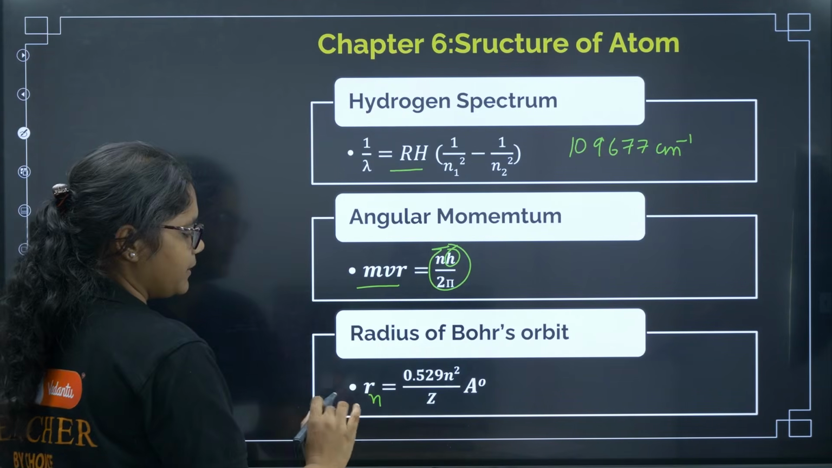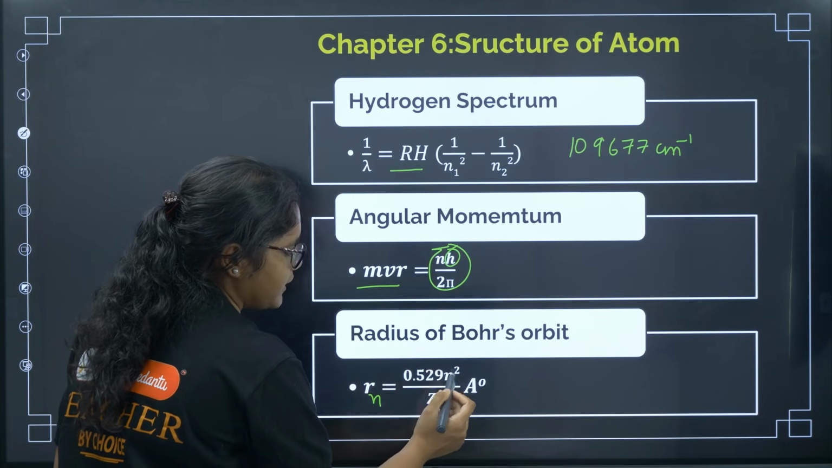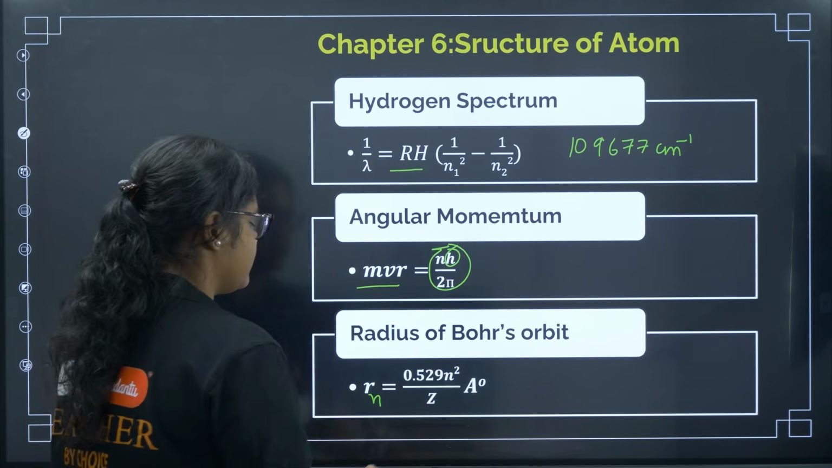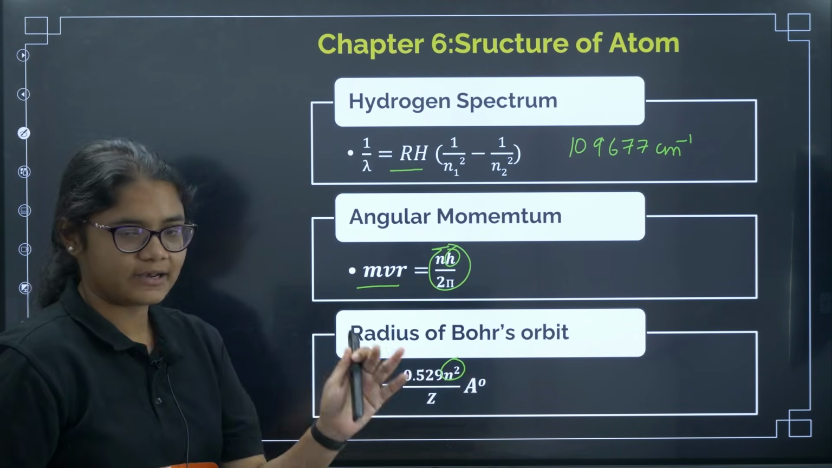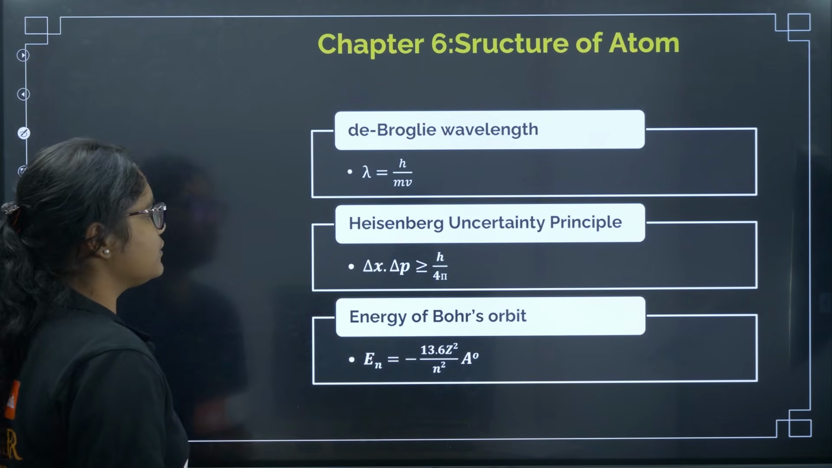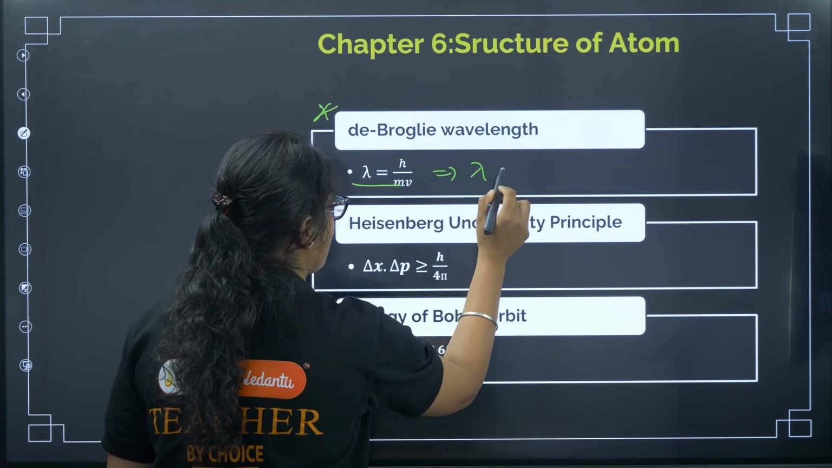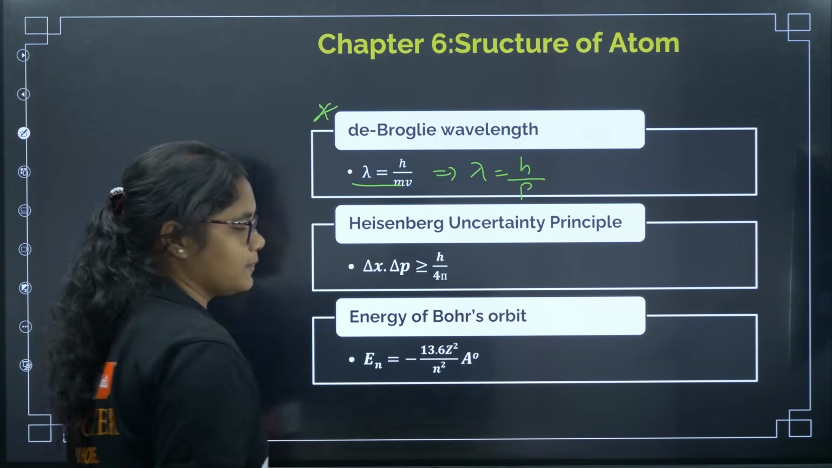Next coming to radius of Bohr's orbit. For any nth orbit, the value of the Bohr's radius is 0.53 n square by z, where again n is the shell number and z is the atomic number. Next coming to de Broglie wavelength, again a very important formula, lambda is equal to h by mv, or you can write h by p, right?